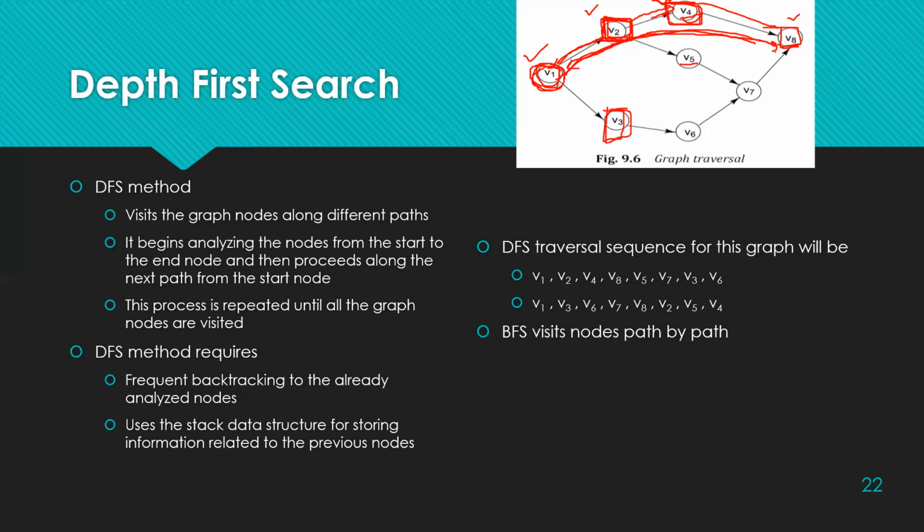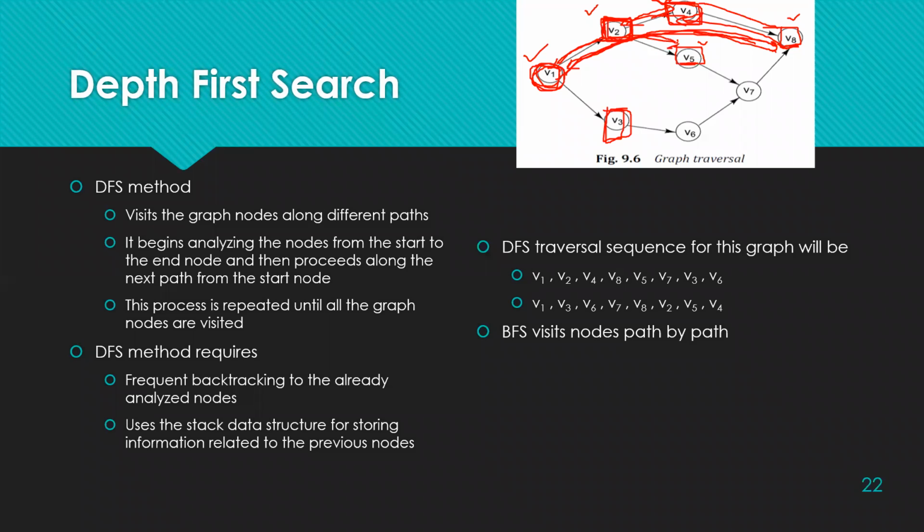Since you're tracing back, you come back to V4 first. From V4, is there any other neighbor? No. So I come back to V2. From V2, is there any other neighbor? You can see V5, and it is still not explored. I haven't visited this, so I go and visit V5. So this one is visited.